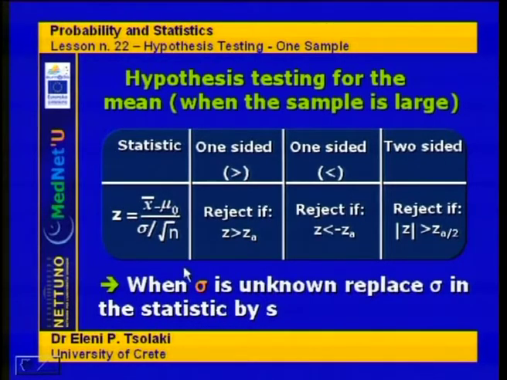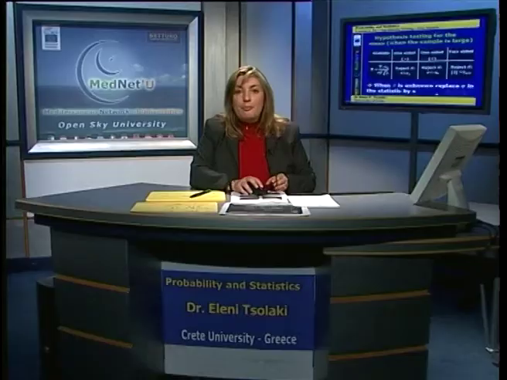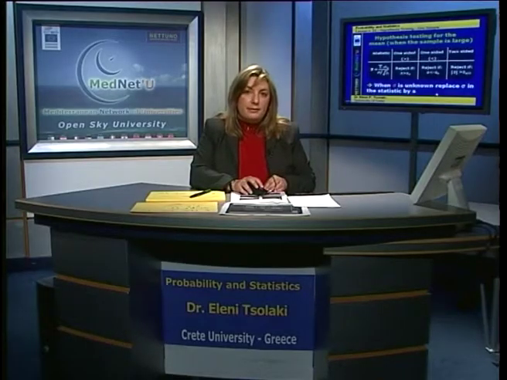Now, here we talked about when the variance, the standard deviation, is known. When the standard deviation is unknown, then we can use the same statistic as here, but we need to replace sigma by S, the sample standard deviation.